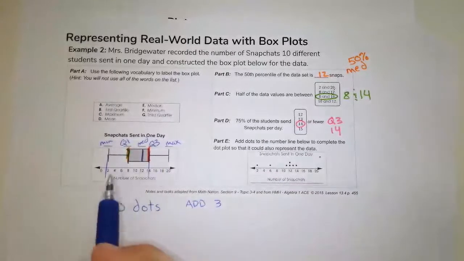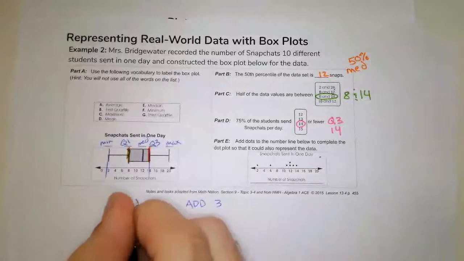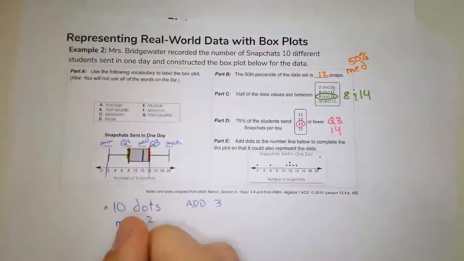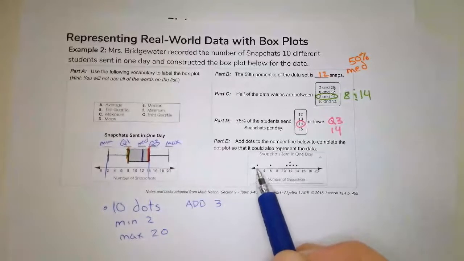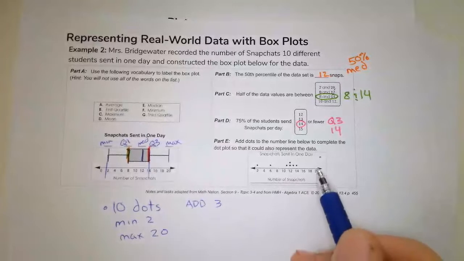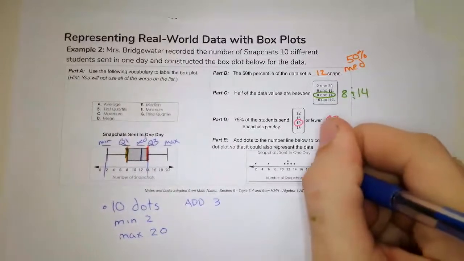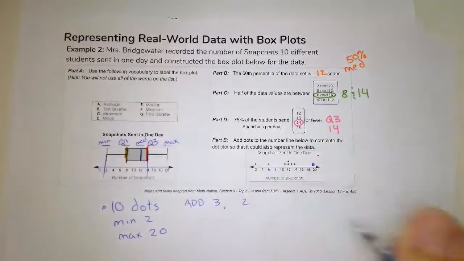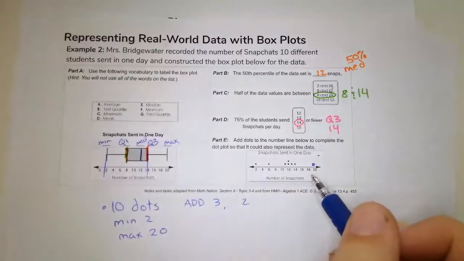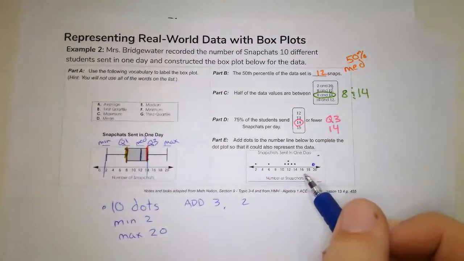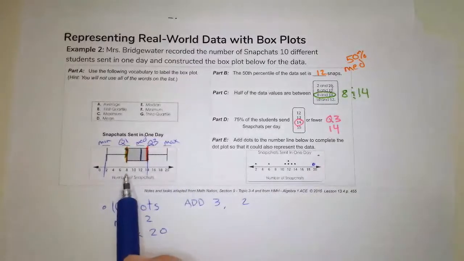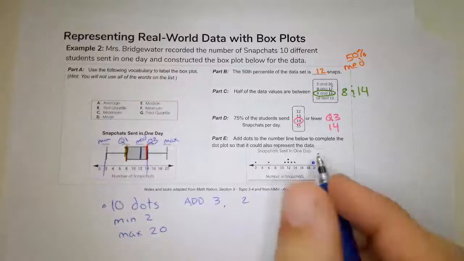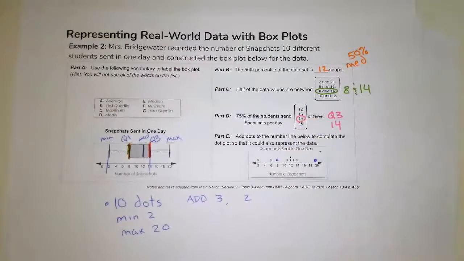We also know, based on this information here, that the minimum is 2 and the max is 20. So if we look at this, oh look, there's a minimum right there. That's good. But if we look at the max, we would need to add a dot right here. So now we need to go 2. If we then look, we know that the Q1 is at 8, right? So look, there's nothing at 8, so we need to add another one at 8.